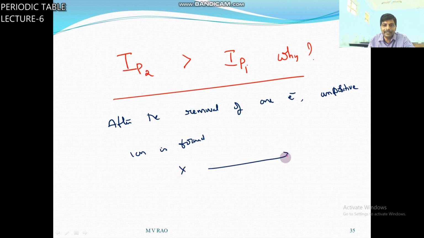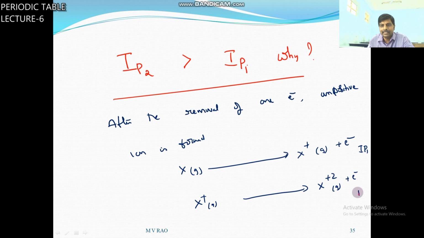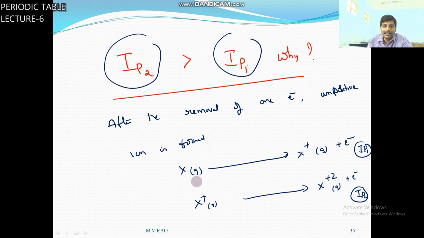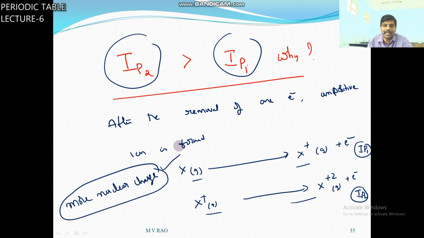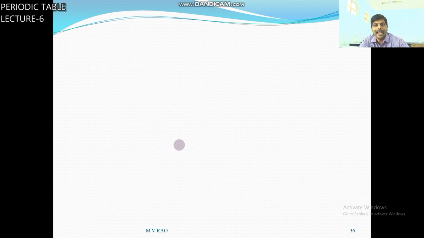Suppose X gives X+ plus an electron. This is IP1. X+ gives rise to X2+ plus an electron. Here the energy needed is IP2. Of these two, this value is more. IP2 is greater than IP1 because in the second case the nuclear charge is more. Because of more nuclear charge, IP2 is greater than IP1.